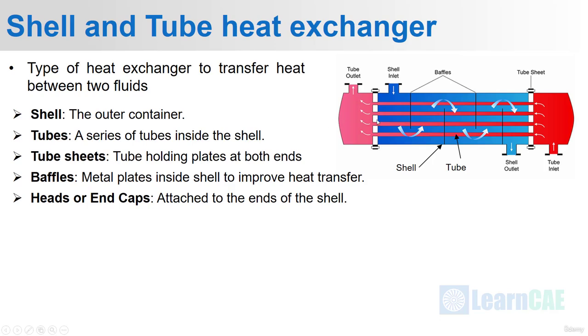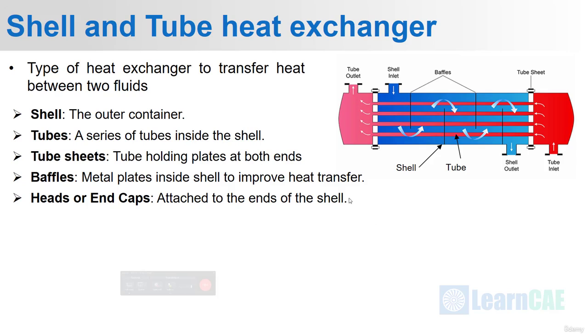These are the tube holding plates which are kept at both the ends of the tubes. The fourth one is baffles. These are metal plates inside the shell which direct the flow across the tubes to improve the heat transfer. So baffles are shown here. These are all vertical plates inside the shell region. And finally we have heads or end caps which are attached to the ends of the shell and it directs the tube side fluid flow. Here heat transfer occurs through the walls of the tubes and in general hot fluid passes through the shell side.